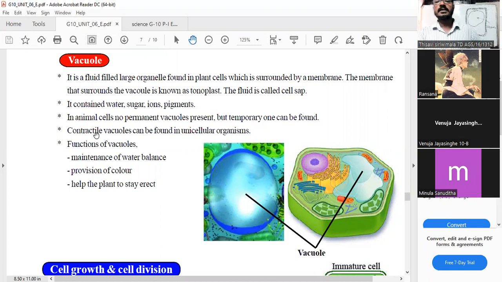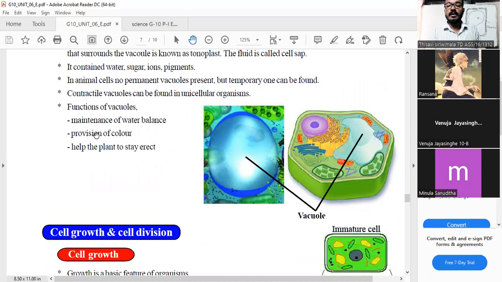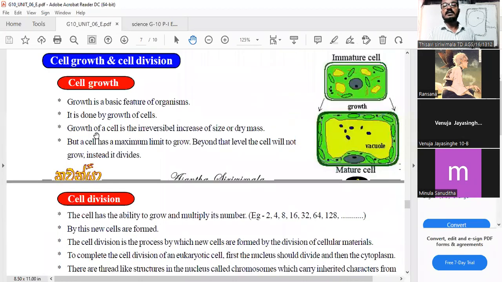Right, I think time is enough for the note. And we come to the next topic, cell growth and cell division.